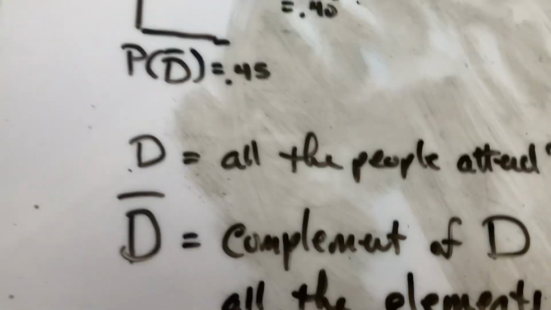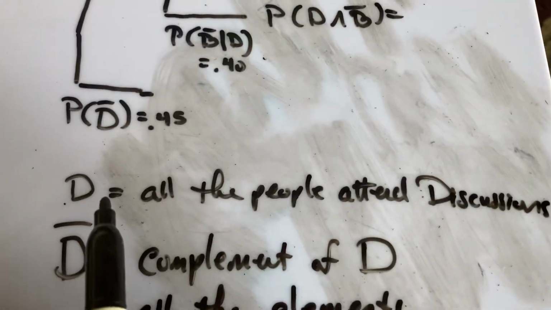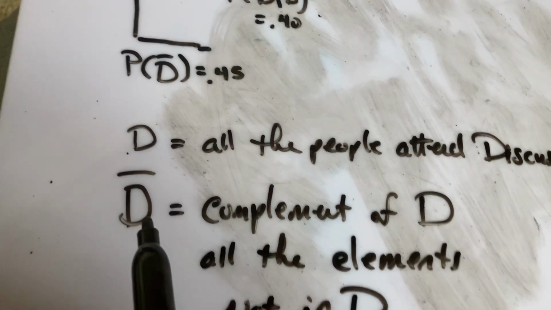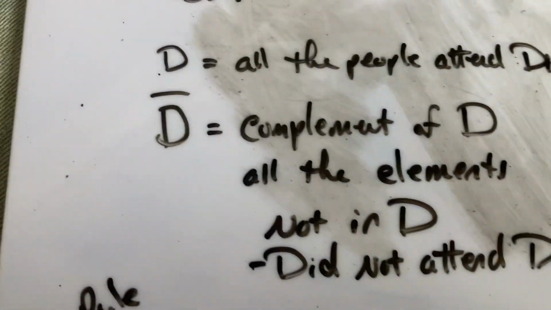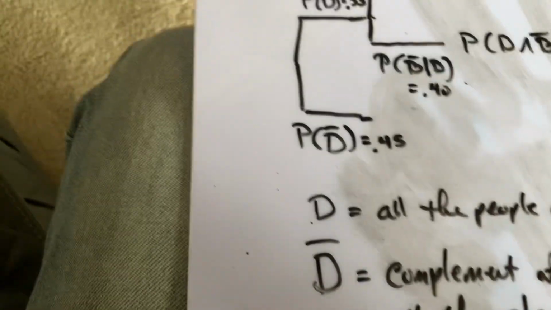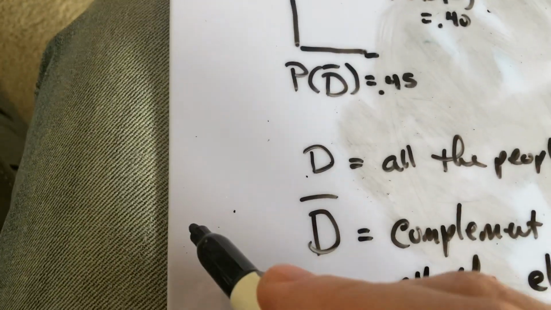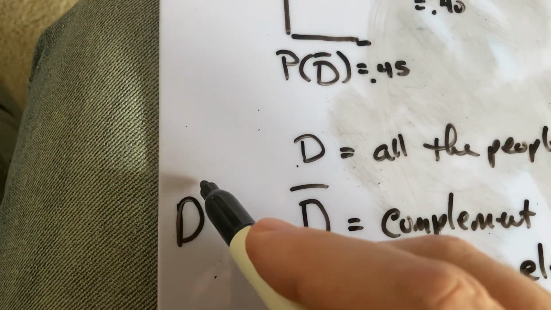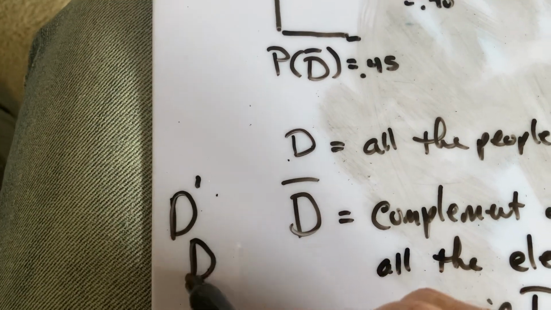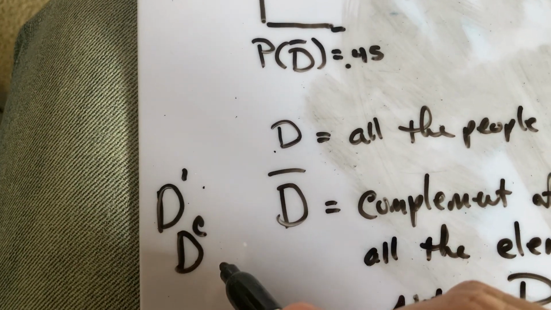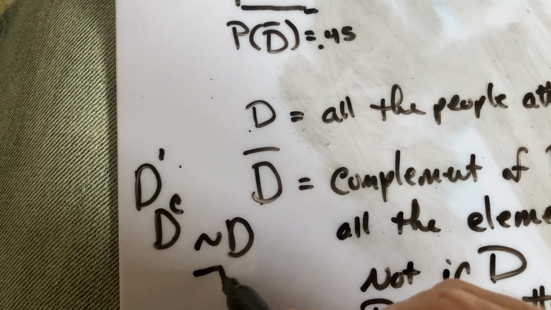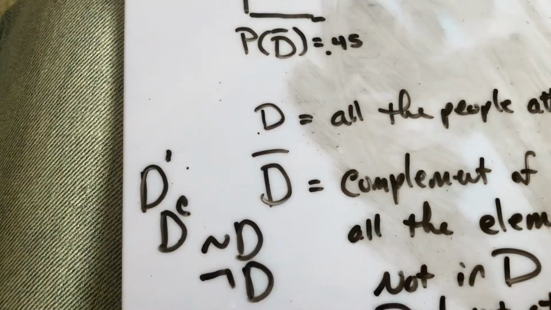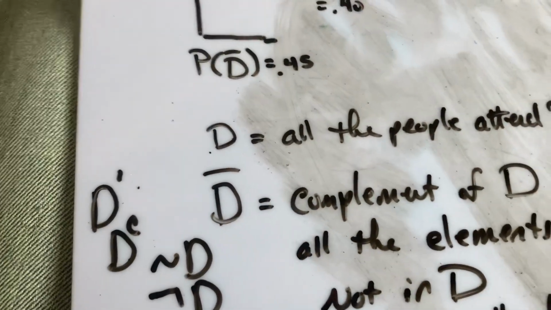So first of all, we talked about D. D is all the people that have attended the discussions. D bar is the complement of D, all the elements not in D. In other words, they did not attend the discussions. You have B and B bar as well. Again, in my videos, I would have said something like D prime or D complement. Sometimes you'll see not D. I didn't know that Alex used that.